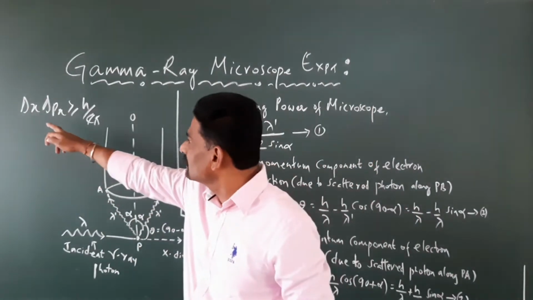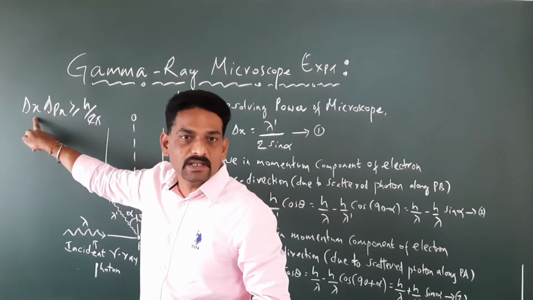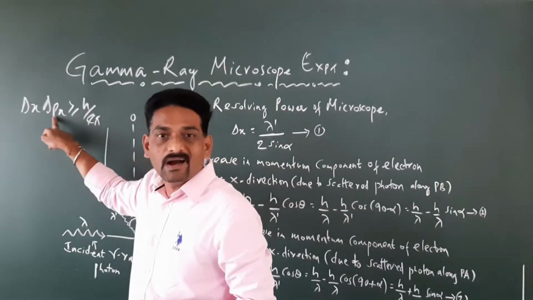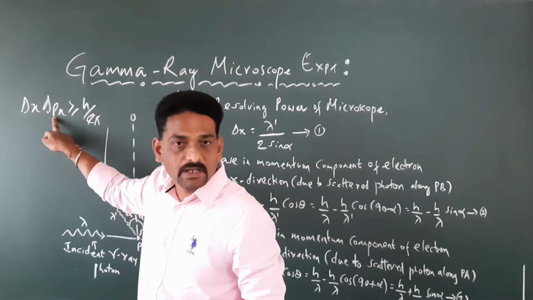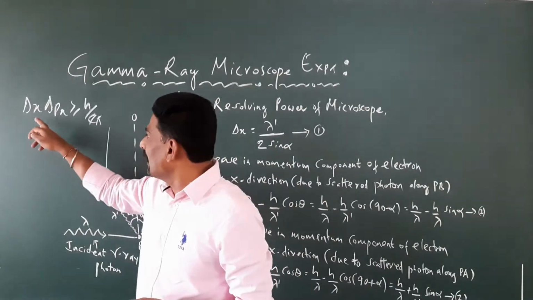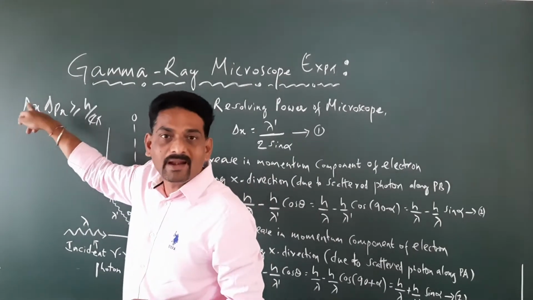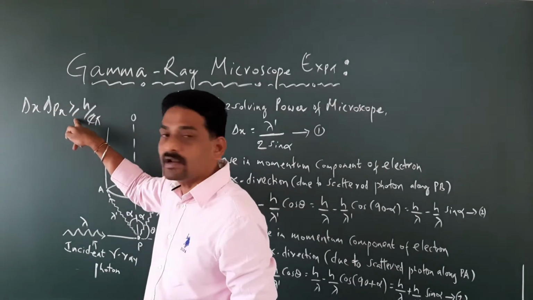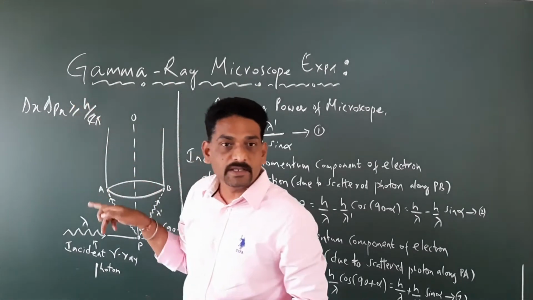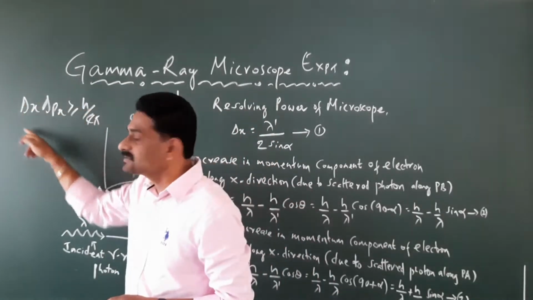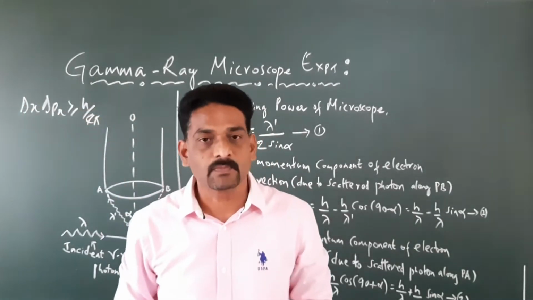Where, what is delta x? Delta x is the uncertainty involved in the measurement of position. Delta px is the uncertainty, or the error, involved in the measurement of momentum. It is found that the product of the error in position and the error in momentum is always greater than or equal to a quantity given by h divided by 4 pi. So this is Heisenberg's uncertainty principle.